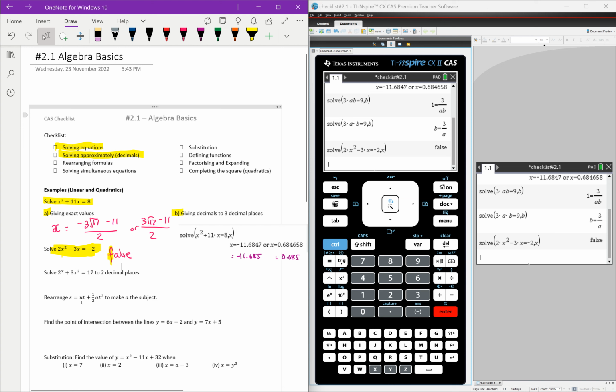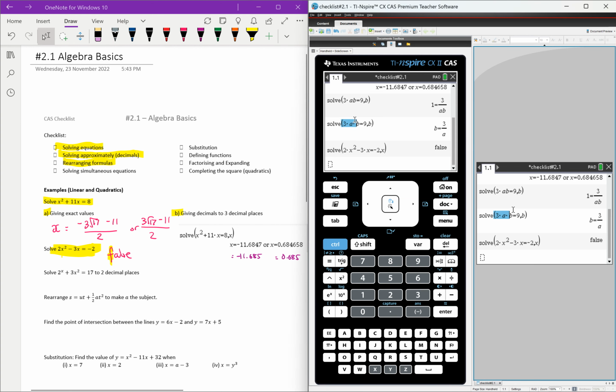So we are now up to rearranging formulas. Now it's the same thing. We're going to use the solve function. So what I did up here before was I was actually rearranging the equation so that you get b. Now the problem over here, they might want us to rearrange S equals UT plus half AT squared and make A the subject. What that means is solve for A. Rearrange it so you have A equals something.